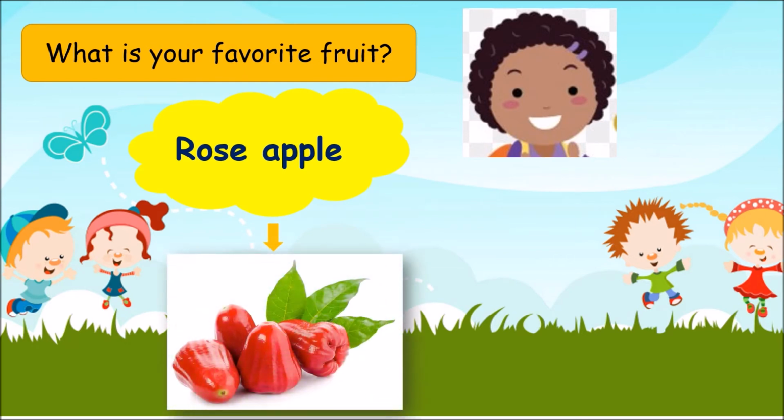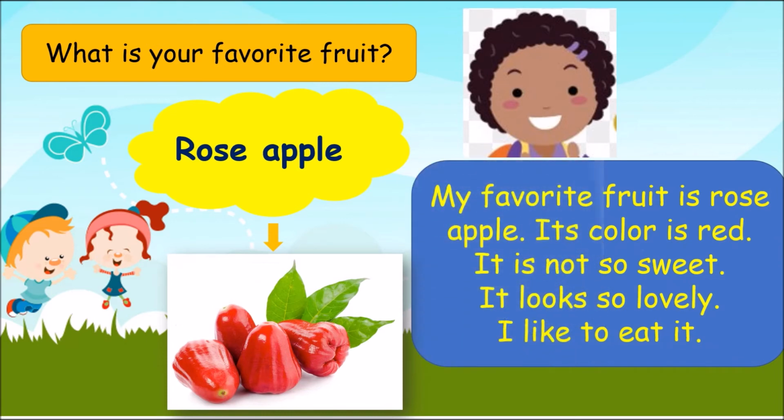Rose apple. My favorite fruit is rose apple. Its color is red. It is not so sweet. It looks so lovely. I like to eat it. My favorite fruit is rose apple. Its color is red. It is not so sweet. It looks so good. I like to eat it.